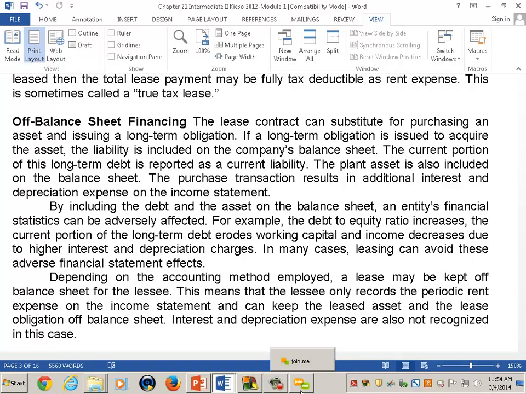And if that's true, then we would record a capital lease. So if there is economic substance over legal form, and if the risks and rewards of ownership are passed to the lessee, then we record it as if it's a purchase of an asset using long-term debt. So you get the equivalent of buying the asset on long-term debt.